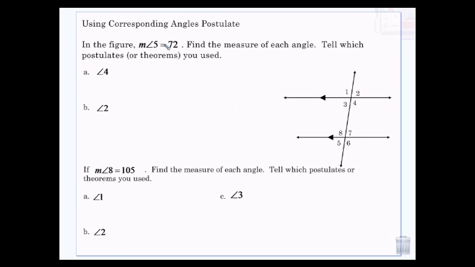In the figure, if the measure of angle 5 is 72, so we're here.